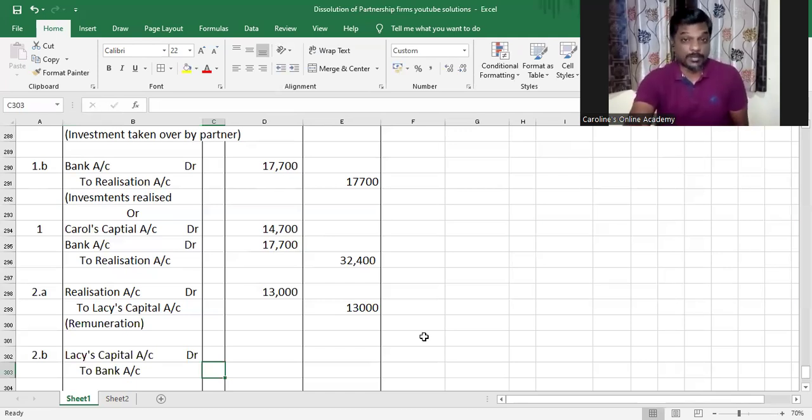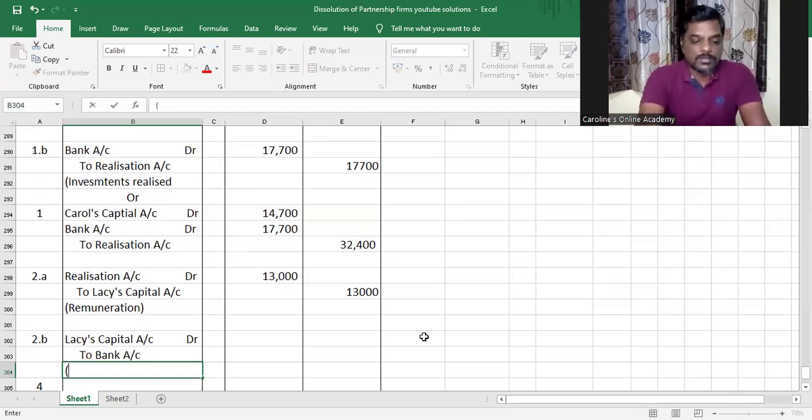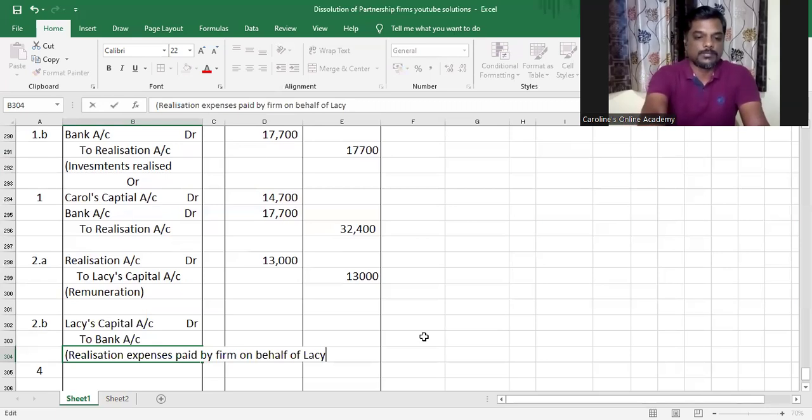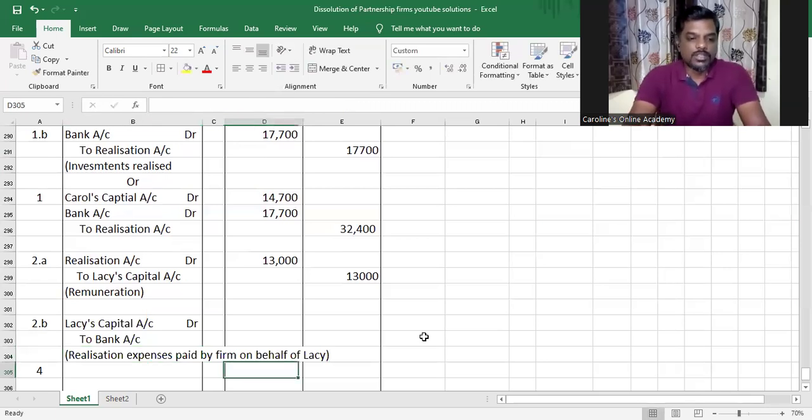So Lacey has to pay the money back to the firm, and therefore Lacey's capital account is debited as the liability of the firm towards Lacey is decreasing, and bank account is credited because money is going out of the business. Realization expenses paid by firm on behalf of Lacey. All right. So that will be what, my dear children? 5,000.